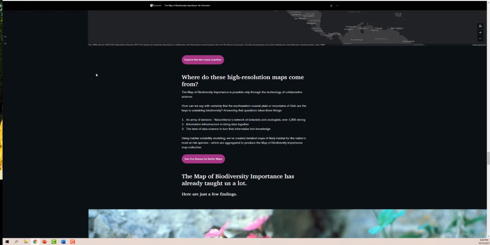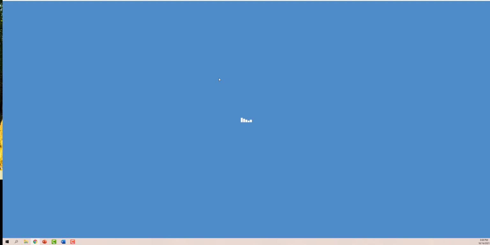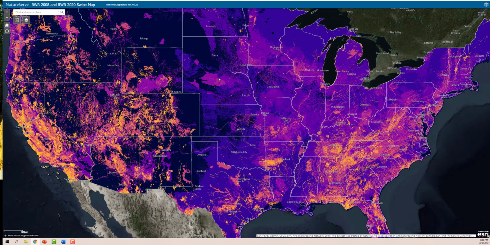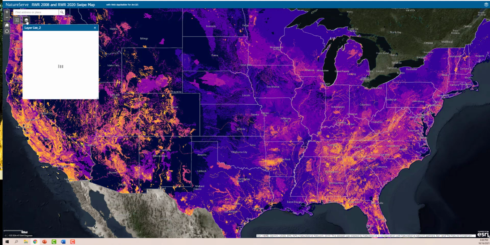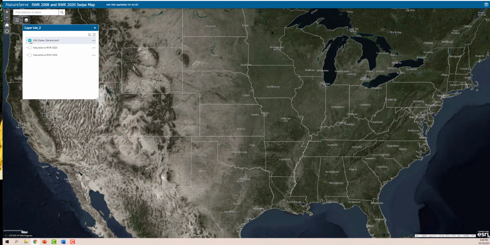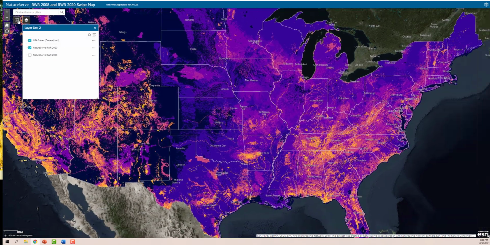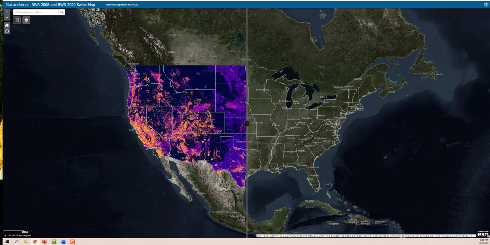And so if we want to go for a moment and look at the two maps together, we can click and go out to an ArcGIS application, and we have the capability here of looking at, we can turn the NatureServe data off, and we can see a map of the United States, and then we can add our NatureServe data back in, and by using our swipe tool, now we have the two different maps that I just showed you side by side.